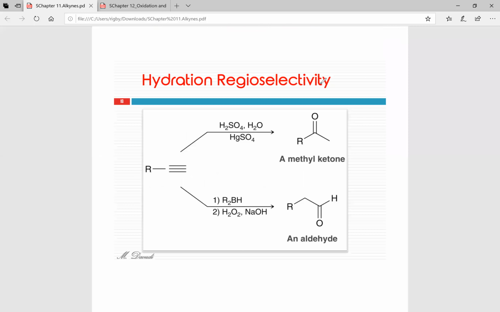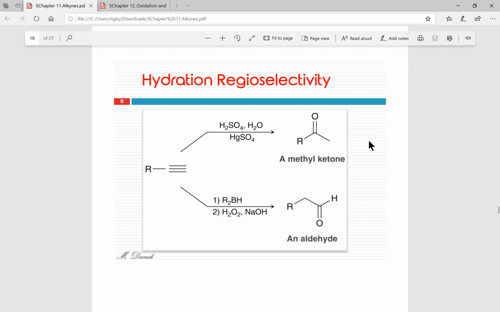So this here shows us the actual regioselectivity, which, reminder, shows us which product we're actually going to get when we do the hydration of a terminal alkyne, or we do the hydroboration oxidation of a terminal alkyne. We can see when we do the hydration, we end up with a methyl ketone, and when we do the hydroboration oxidation, we end up with an aldehyde. And so that's the big difference between hydroboration oxidation and the hydration using an acid, okay?